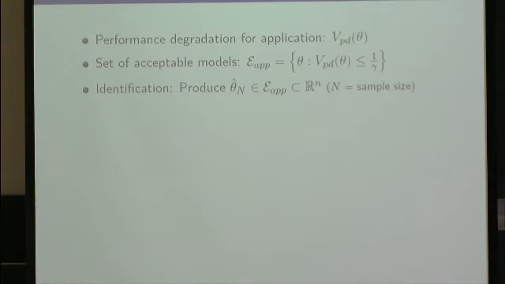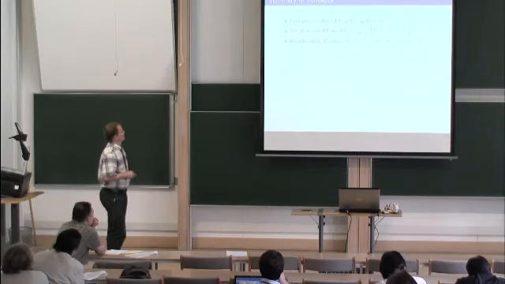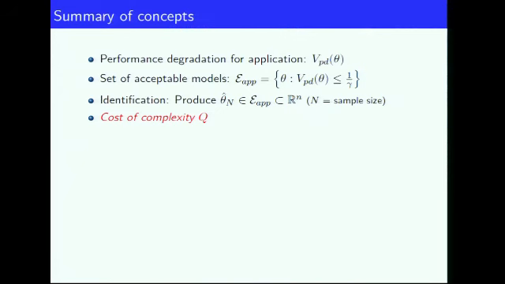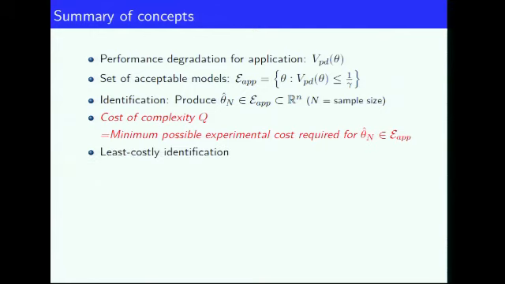So it's perhaps a simplistic setup, but it's also conceptually simple, which is good, I think. Then I will introduce the concept called cost of complexity Q. And that is the minimum possible experimental cost required to achieve this objective. And that is in the spirit of what I called least costly identification before. And in this talk, I will take as experimental cost the output energy. And why do I use that?